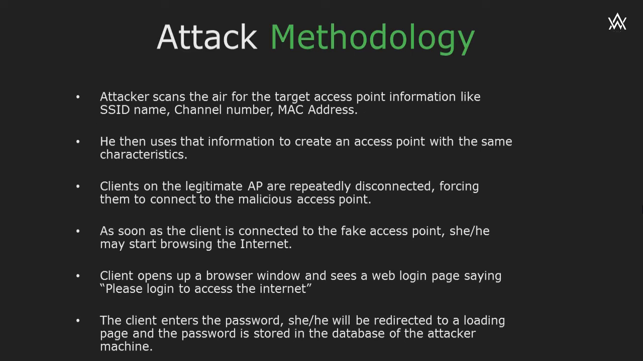Okay, now let's see the anatomy of the evil twin attack. First off, the attacker scans the air for the target access point information like SSID name, channel number and MAC address. He then uses that information to create a malicious wireless network with the same characteristics. Now, clients on the legitimate access point are repeatedly disconnected, forcing them to connect to the malicious access point.